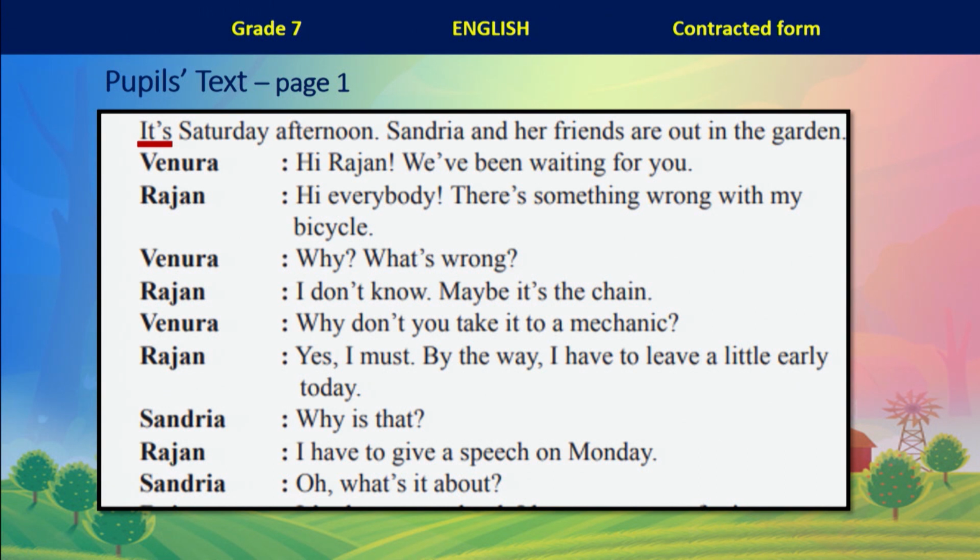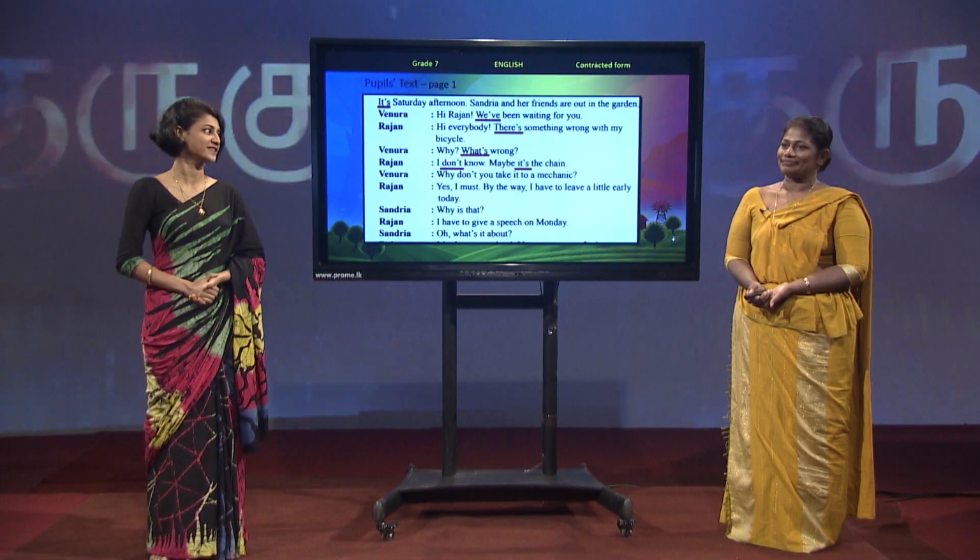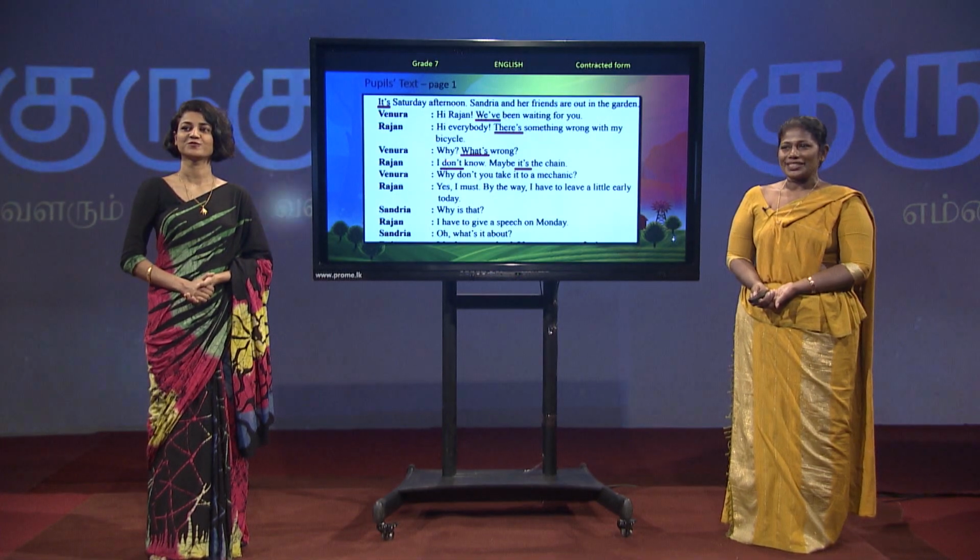Oh, sure. So, I'll be Venura. Okay. So, hi Rajan, we have been waiting for you. Hi everybody. There's something wrong with my bicycle. Why? What's wrong? I don't know. Maybe it's the chain. Why don't you take it to a mechanic? Yes, I must. By the way, I have to leave a little early today. Why is that? You say. Okay, so I have to give a speech on Monday. Oh, what is it about?